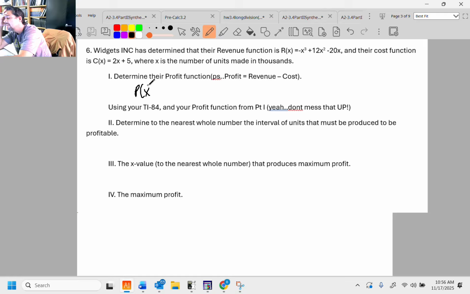So the profit as a function of x would be this guy, negative x cubed plus 12x squared minus 20x. Take away that guy. And if there's 2 or more things, the 9th commandment of math is to wrap. Otherwise, you'll mess up on the distributive property and you'll miss parts 2, 3, and 4. I hate that, but you will. Anyways, and not everybody will get this part right, which means you'll miss 2, 3, and 4.